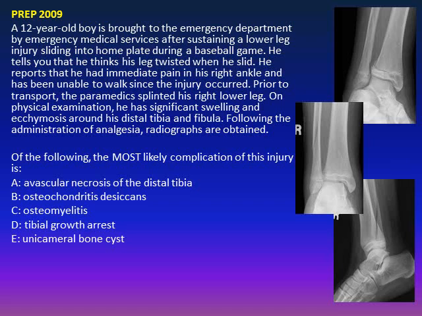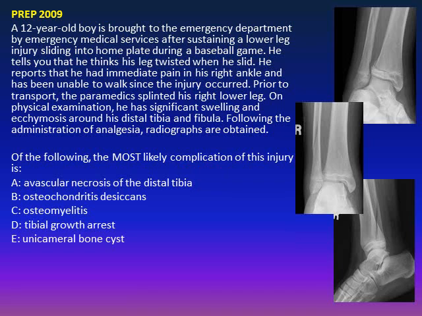Let's take this question as an example. This question was from the prep in 2009. It described a scenario of a 12-year-old child. He had a twisting injury. These are his x-rays, and then they are asking you a general question. What is the most likely complication of this injury?